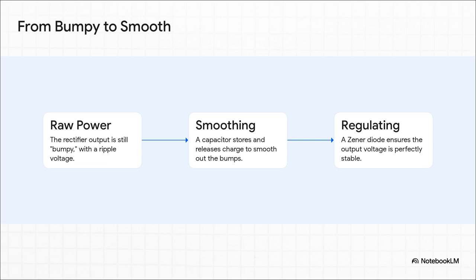So next up, we use a component called a capacitor. You can think of it like a tiny water tower. It stores up charge when the bumps are high, and then releases it to fill in the valleys. That smooths things out a ton. And for the final touch, a regulator, like a Zener diode, locks the voltage in at the perfect, stable level. And there you have it, beautiful, clean DC power ready to go.